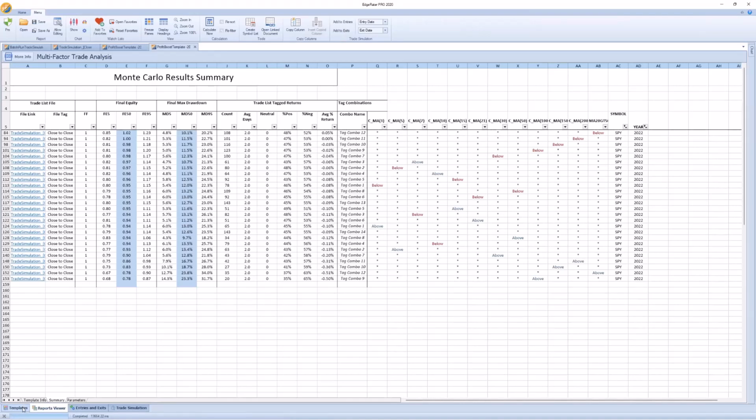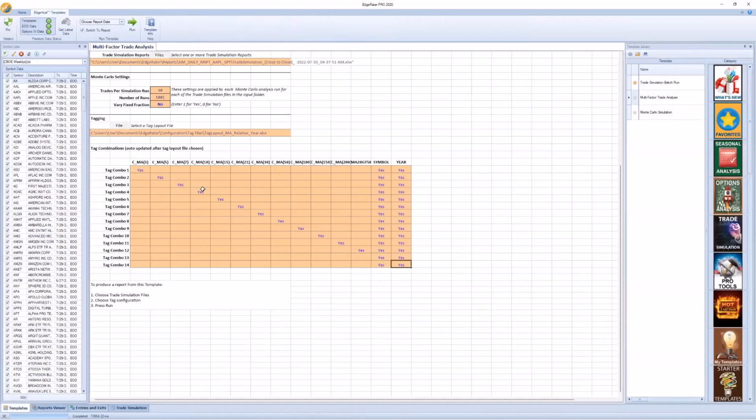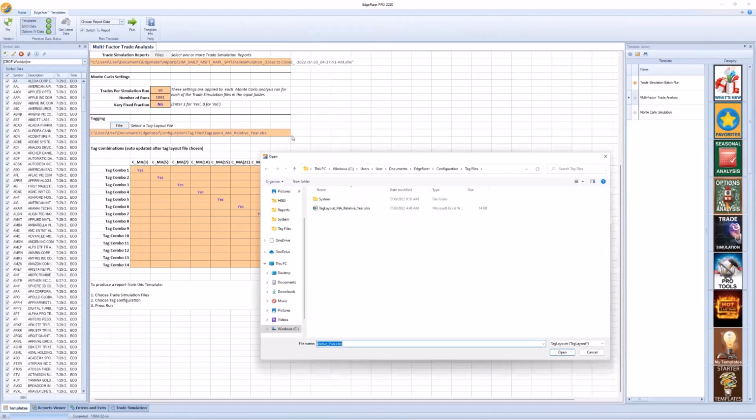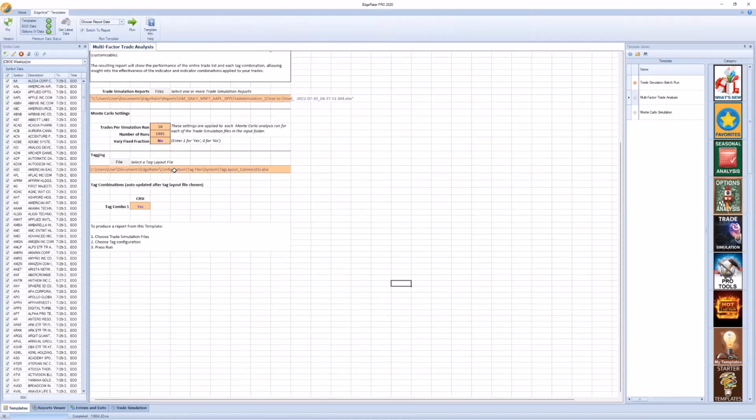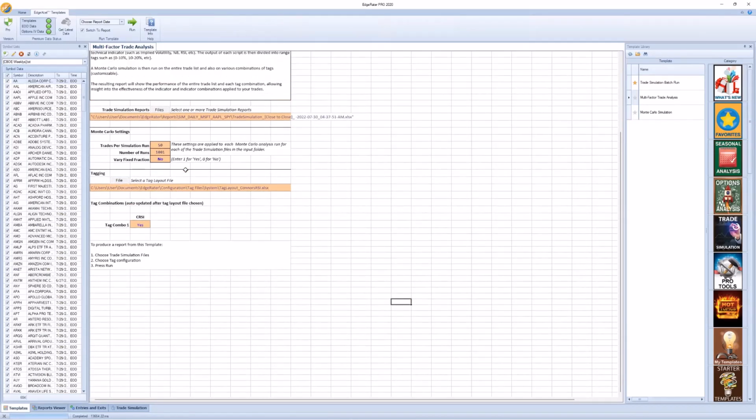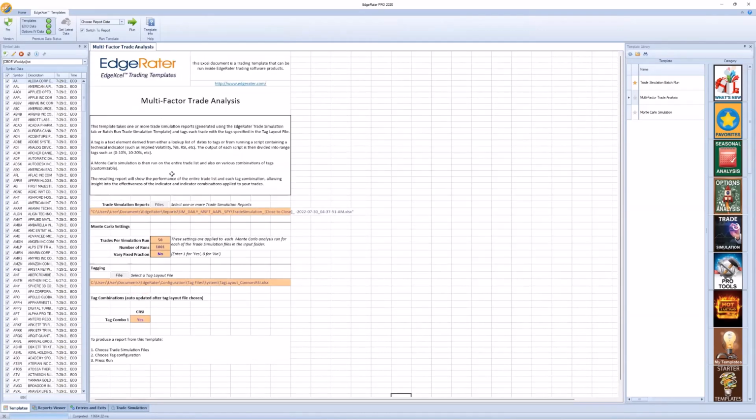So let's take another example. What other kinds of things could you test? You can put together any indicator and run it in a test like this. Let's take a look at the built-in ones though, because they exist already. So let's choose tag layout file, system, Connors RSI. Let's try that. So this is just one tag in this file. It's called Connors CRSI. I haven't added in symbol and year, but it's just running CRSI over all of those trades. Let's hit run on there.